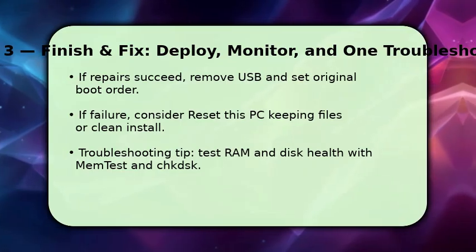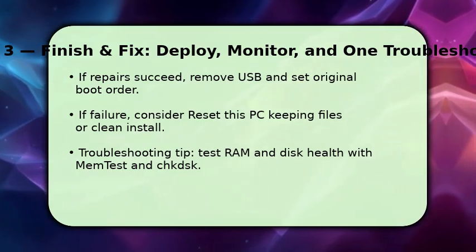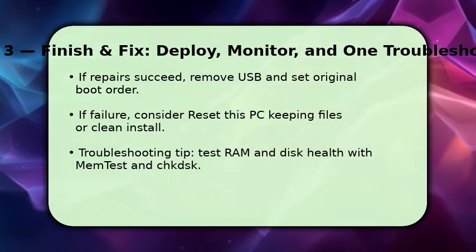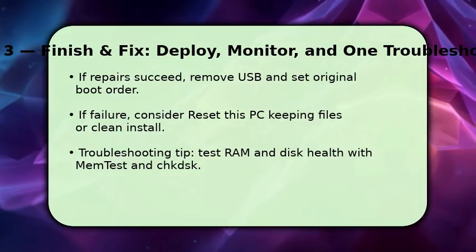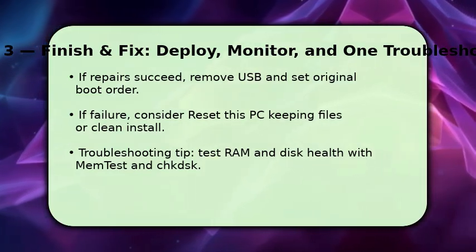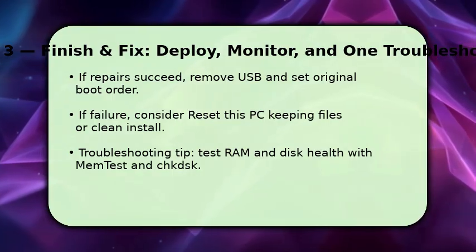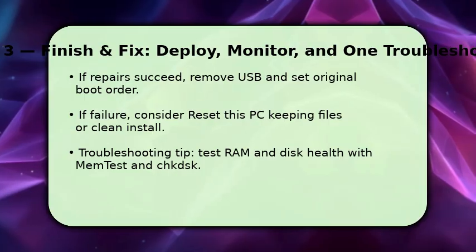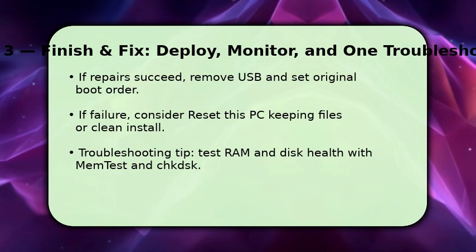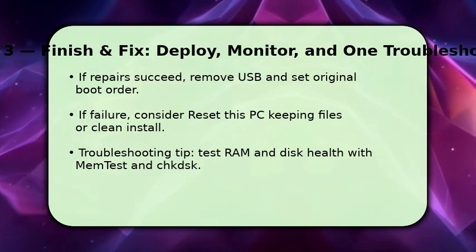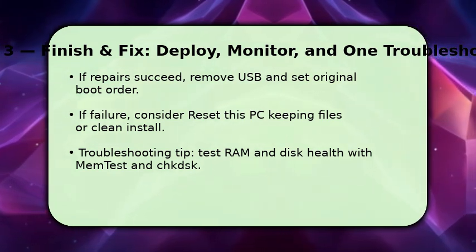If repairs fail, choose Reset this PC to keep files or perform a clean install from the USB, which replaces corrupted system components. If things still go wrong, test memory with memtest and run chkdsk /f /r on the drive to detect hardware faults. Hardware problems often mimic OS corruption, so rule them out before repeating repairs.